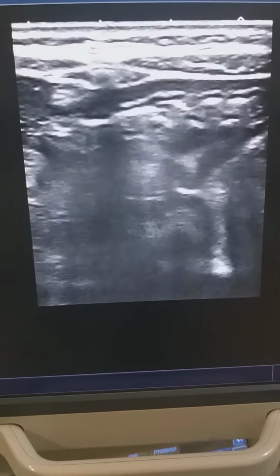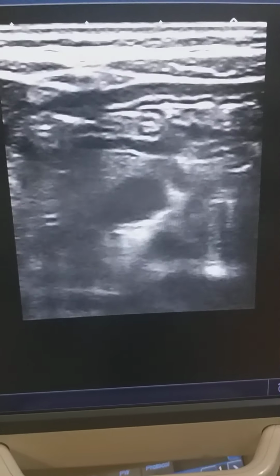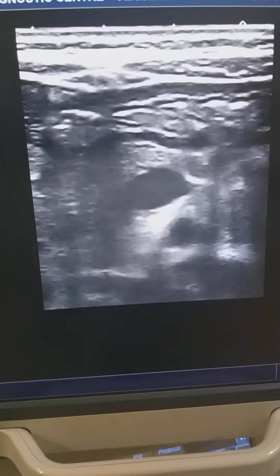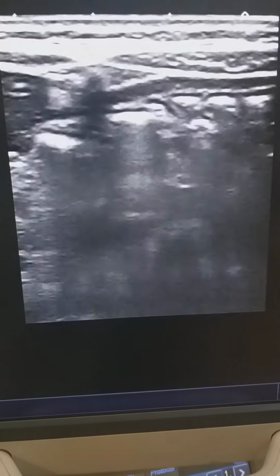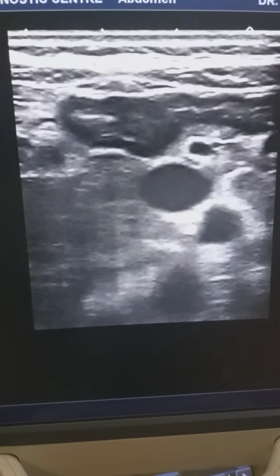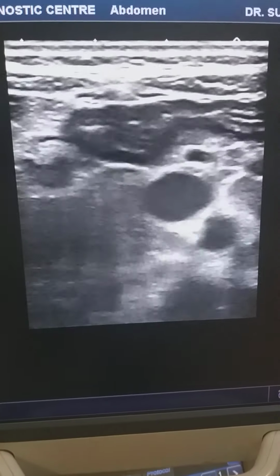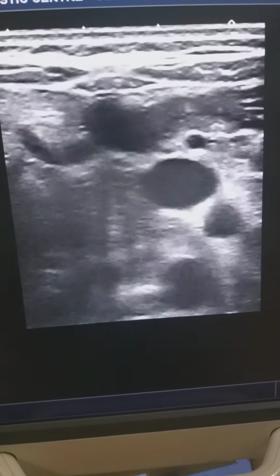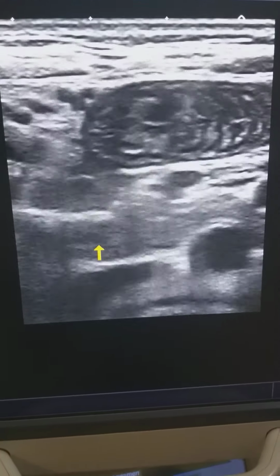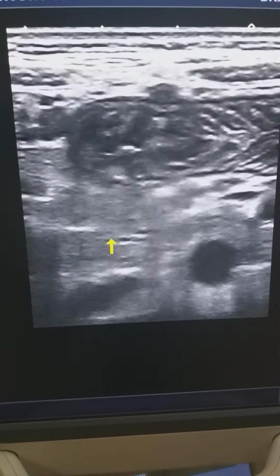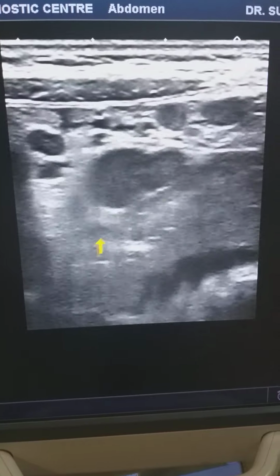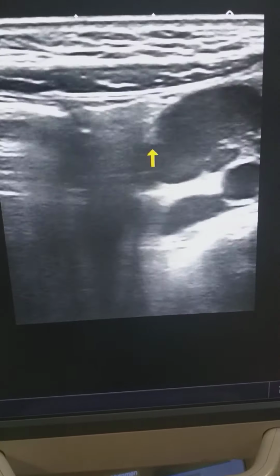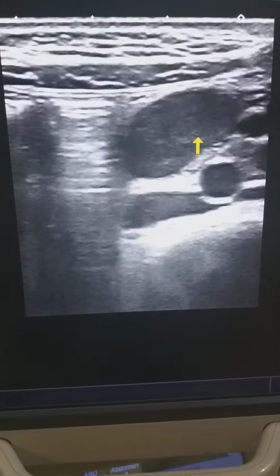Dear colleagues, this is a female child, 8 years old, with a complaint of pain in the right iliac fossa, tenderness and vomiting lasting for the last 8 days. So I have placed the linear, high frequency probe over the epigastric region, and then coming down and down, and here we can appreciate the multiple enlarged lymph nodes.